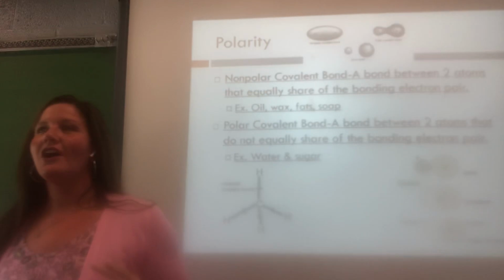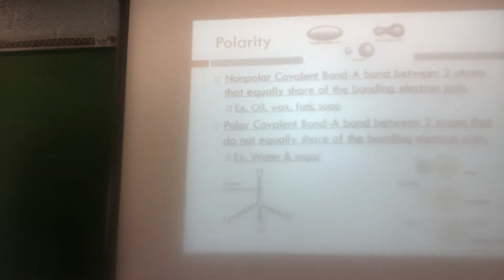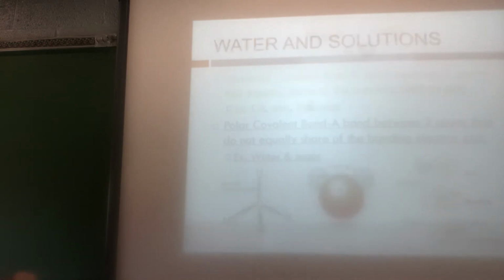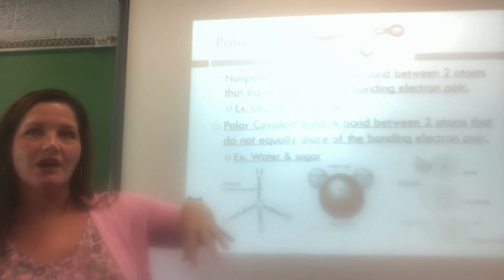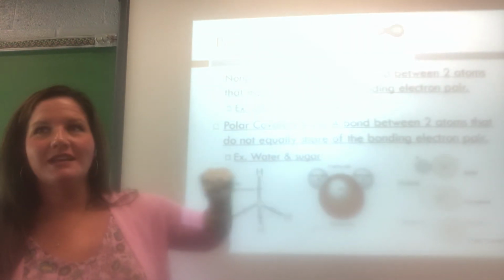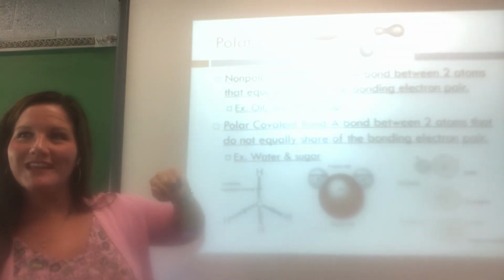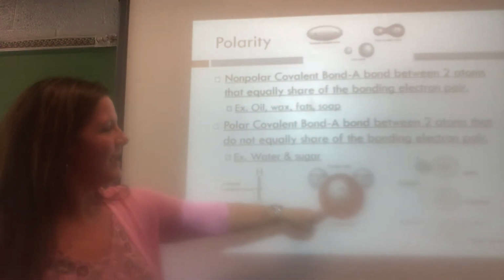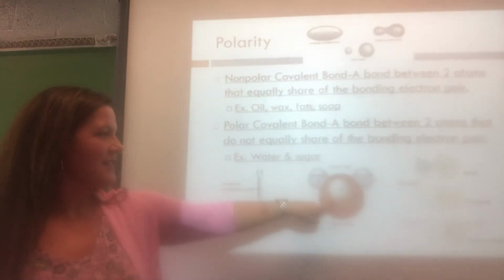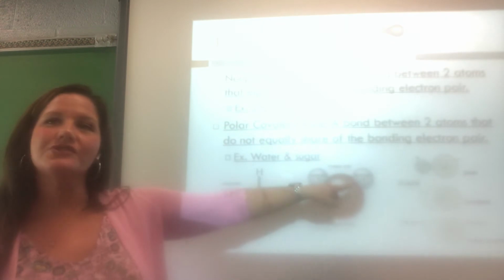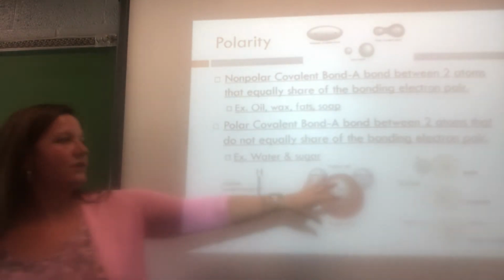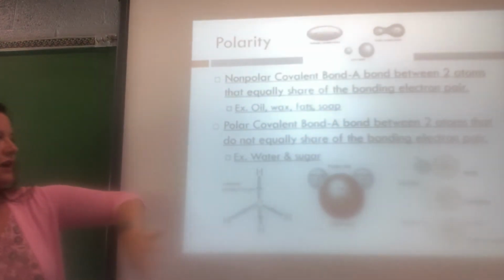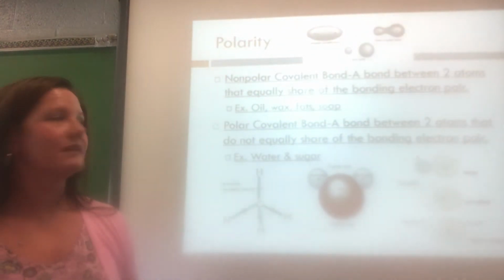There's a second type that are called polar. Water is polar. That means when we look at water, the oxygen is a little more electronegative, meaning that it's a little stronger. So it's still sharing electrons with hydrogen, but that oxygen is holding on tighter to those electrons than the hydrogens are. So there's a partial positive side on the hydrogen and a partial negative side on the oxygen. So we have a polar covalent bond sharing unequally and a nonpolar covalent bond sharing equally.